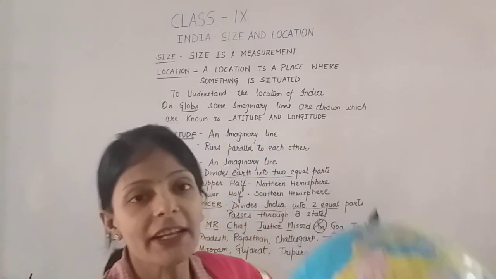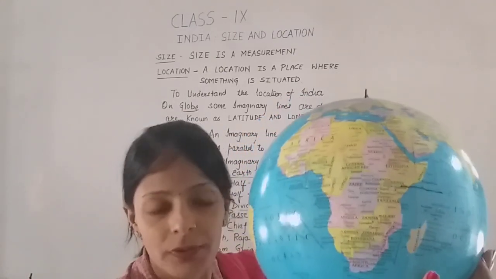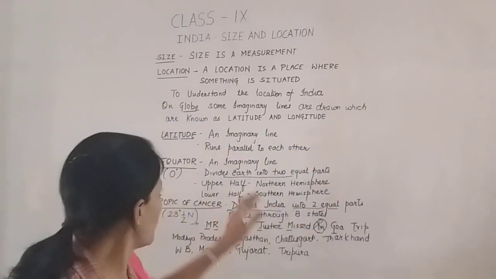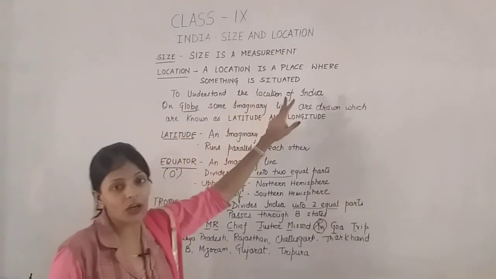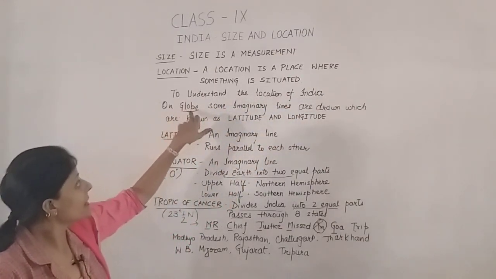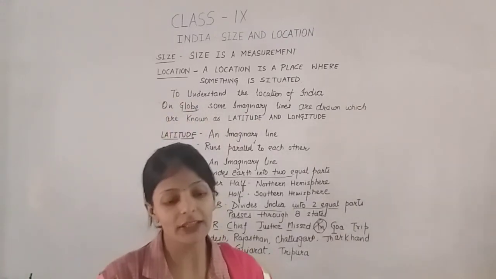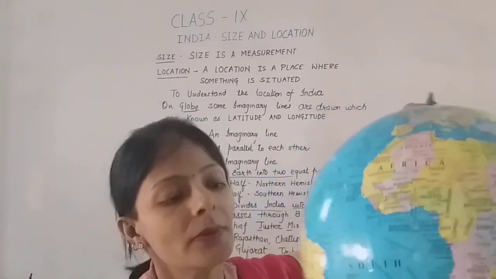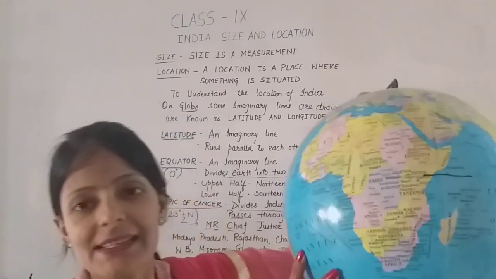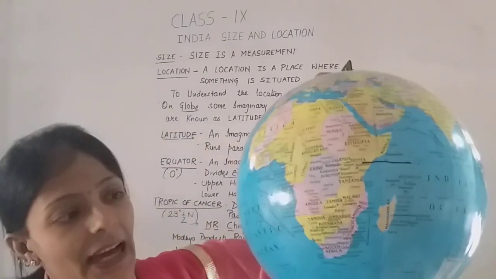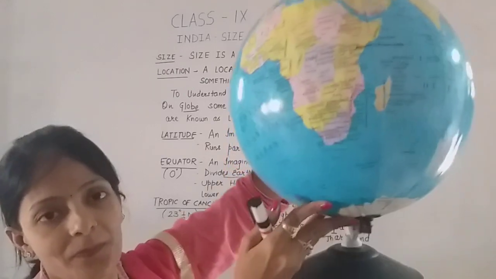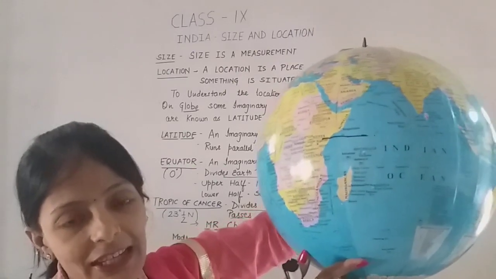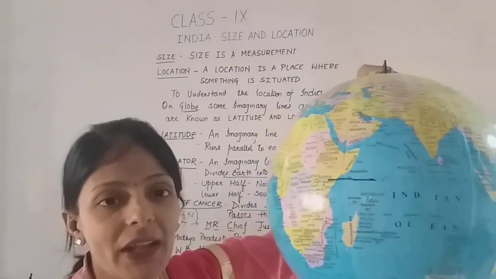So through this chapter, we have to study India's size and location. It means where India is located on the globe. First of all, we discussed about the globe. To understand the location of India on the globe, let's discuss some important terms on the globe. This is globe, students. Some imaginary lines are there. On the globe, some imaginary lines are drawn, which are known as latitude and longitude.